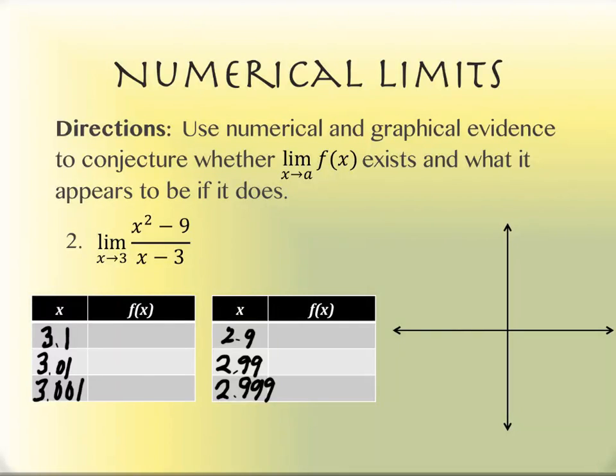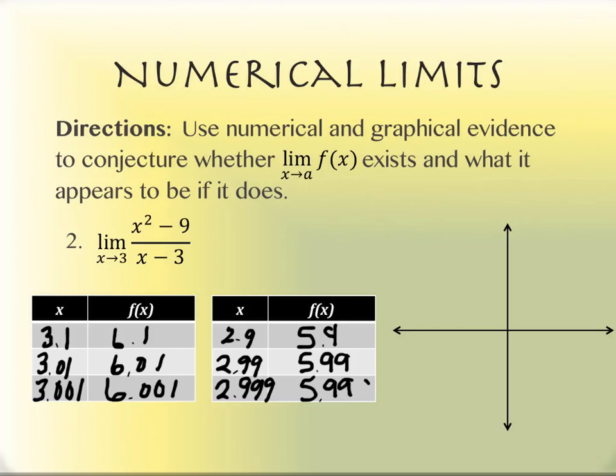So inside of my table here now, I have 6.1, 6.01, and 6.001. And then over here on the other side I have 5.9, 5.99, and 5.999. What value am I getting close to? 6. This value comes close to 6, and this value comes close to 6. Both of them do. Not only that, but if you actually look at what we just did, this one is the limit of my function.